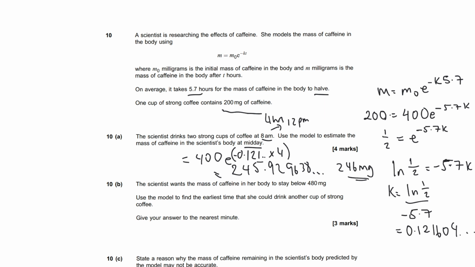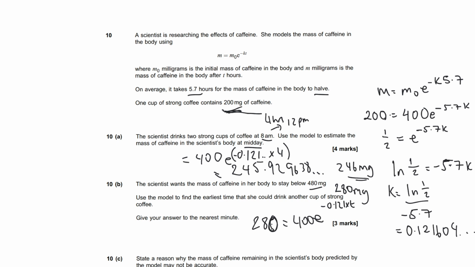Then it says the scientist wants the mass of caffeine in her body to stay below 480 milligrams. Use the model to find the earliest time that she should drink another cup of strong coffee. If initially she had two cups of coffee, which is 400 milligrams of caffeine, then for her to stay below 480, she needs to be at most 280 milligrams of caffeine in her body before she takes another cup of 200 milligrams, because when she takes another cup, she would reach that 480 mark. So 280 is the maximum value she can have in her body before another cup, aka the earliest time. So 280 would be equal to 400 e to the power of minus 0.121 times t.